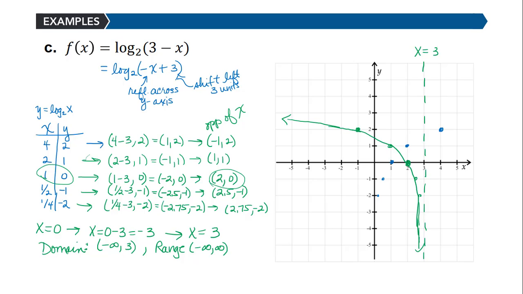Now again, another way you can think about the domain, negative x plus 3, or 3 minus x, however you want to write it, has to be greater than 0, which means that negative x has to be greater than negative 3, and when we divide by negative 1, we get that x is less than 3. So that can also help you check your work.